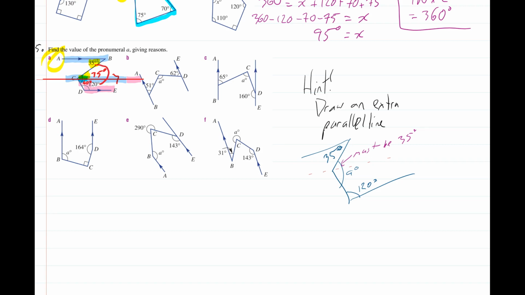So all together, the 60 and the 35 is going to be what A is. So that means that A is 60 plus 35, which is 95 degrees. Okay, give the rest of them a shot.